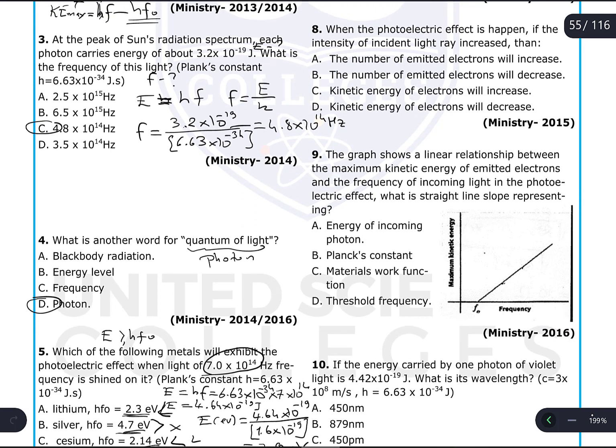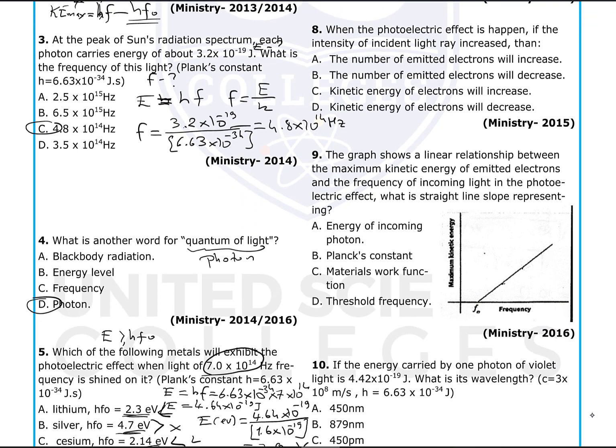Question number 8. When the photoelectric effect happens, the intensity of the light ray increases. According to the photoelectric effect experiment, the intensity of the light determines the number of photons. So the number of photons increases. If the photoelectric effect happens, of course, each photon removes one electron, so the number of photoelectrons must increase. So A, the number of emitted electrons will increase. Correct. This is the correct answer.